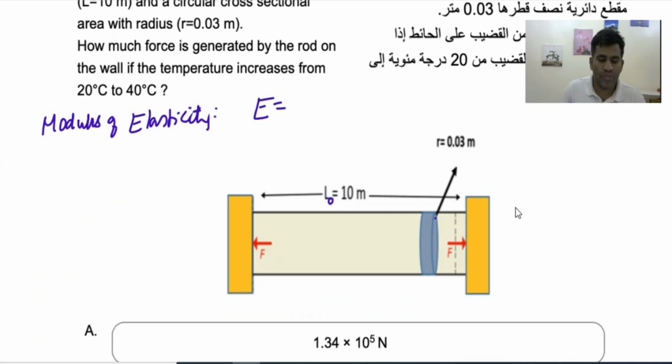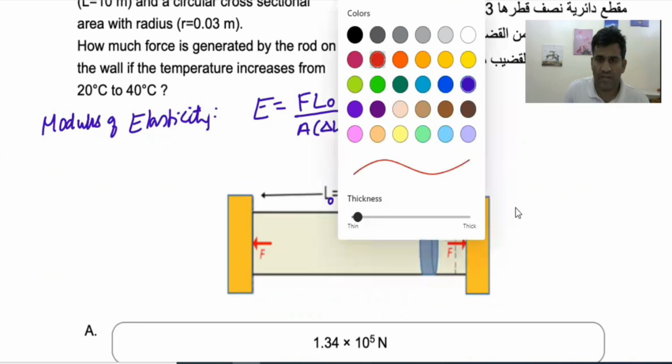This elasticity formula will be equal to F times L naught, divided by A times delta L. F is the force exerted, times the original length of that rod. So what is this delta L representing? Delta L is representing the change in the length because of the increase in the temperature. Let me read each of these.